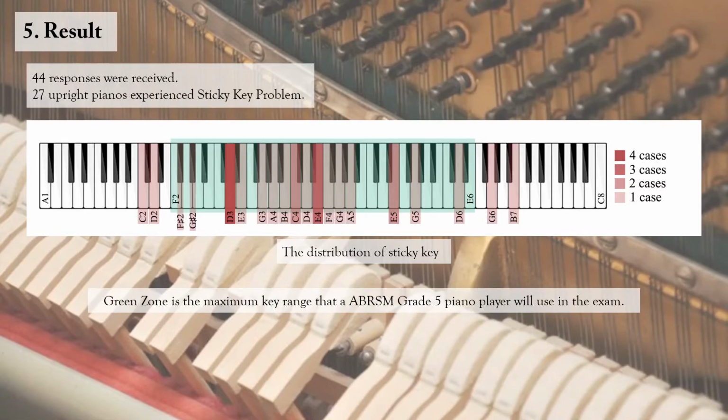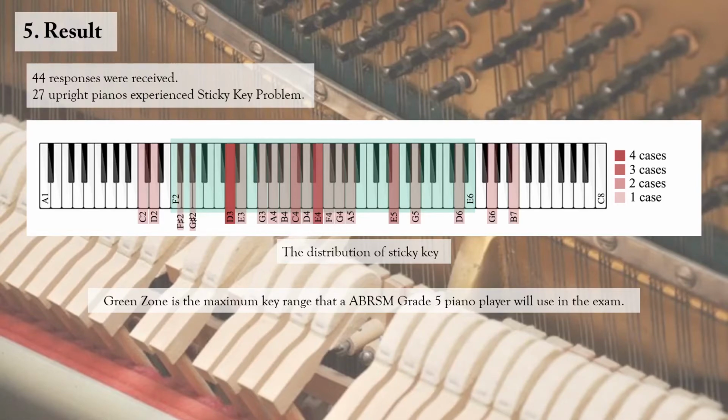Actually, this is the maximum key range that an ABRSM Grade 5 piano player will use in the exam. For example, if a candidate is asked to play F major for his left hand, he'll start from F2 all the way to F4. Then, if the candidate is asked to play the scale of E major for his right hand, he'll start from E4, then end at E6. So this is a maximum key range.